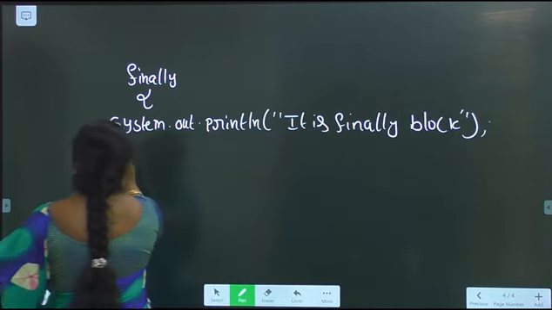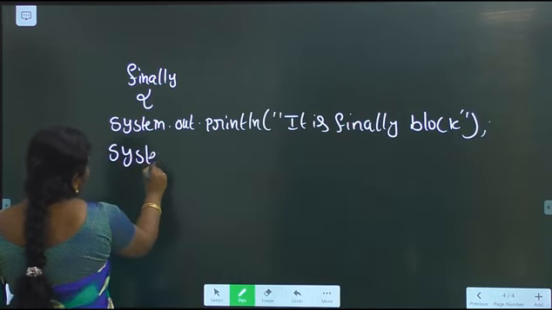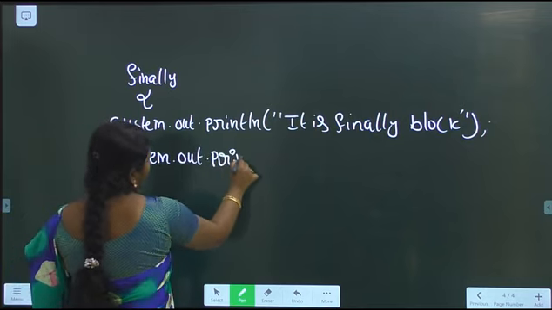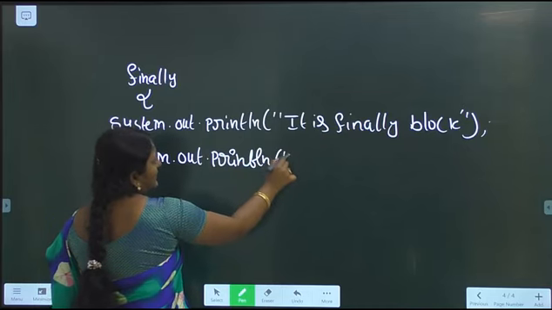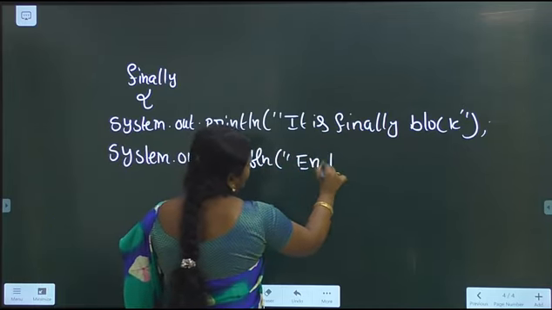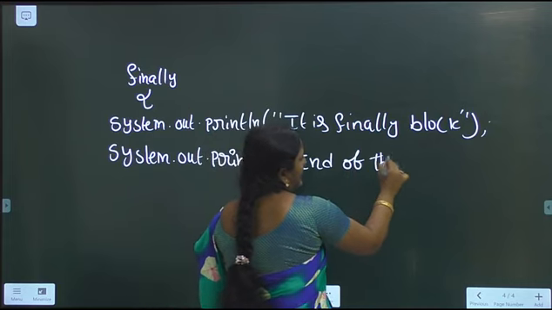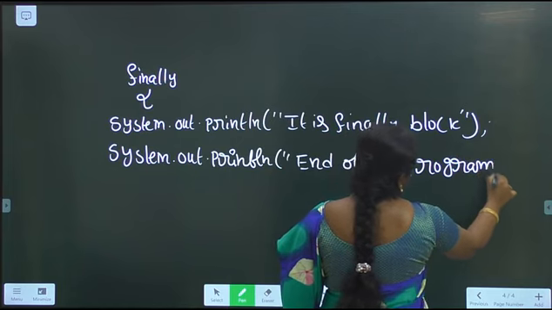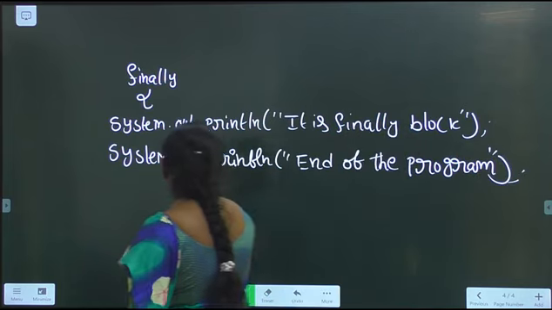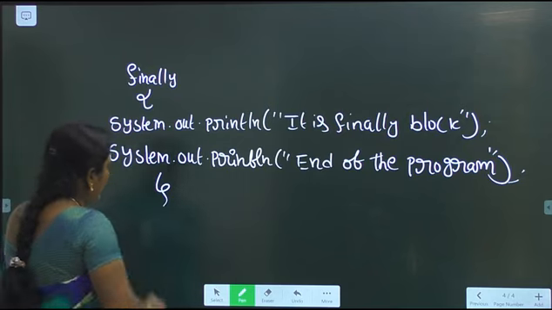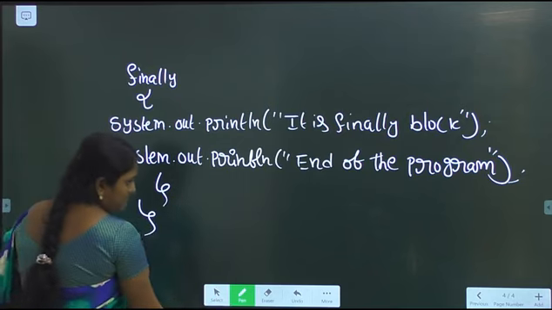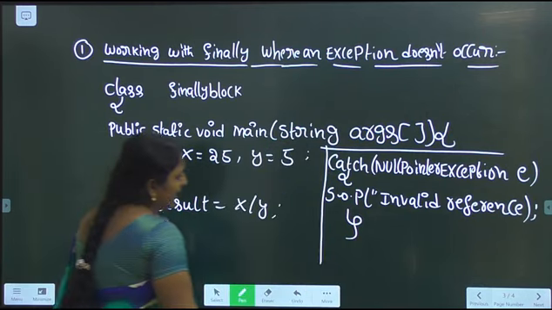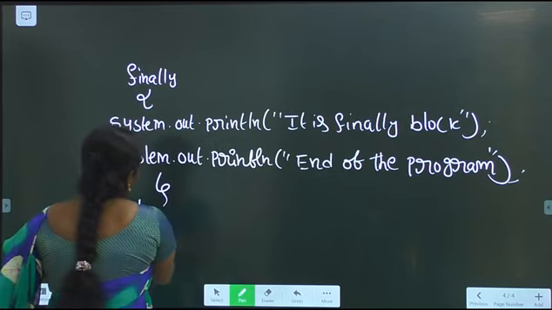I am writing one more SOP statement here: System.out.println("End of the program"). Simply, I am writing end of the program. Here I am closing the finally block body, the main method body, and the class body.